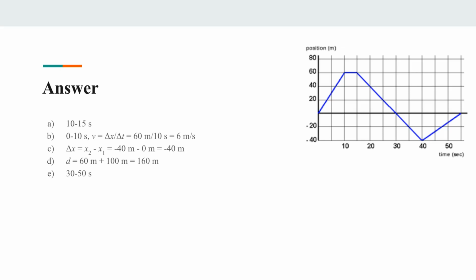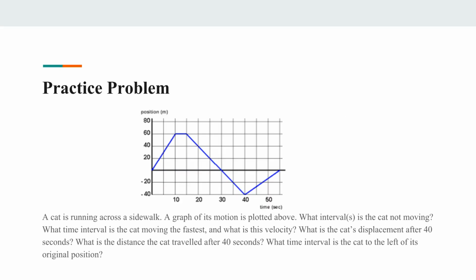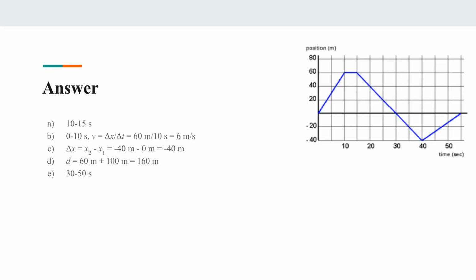Letter B: what time interval is the cat moving the fastest, and what is this velocity? If you look at all the times where the cat is moving, you can easily see that this interval is steeper. That means this interval has the highest slope and therefore has the highest velocity. You can use the velocity formula, or just a slope formula, and that'll give us 60 divided by 10, which equals 6 meters per second.